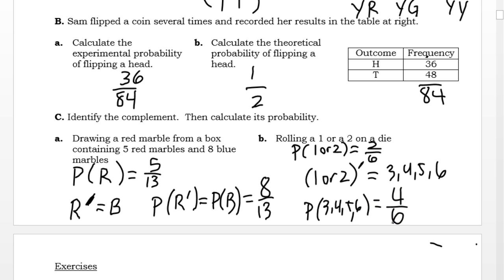Now you should notice that an event and its complement always add up to one whole. If I add 5/13 and 8/13, that's a whole. If I add 2/6 and 4/6, that's a whole. So the probability of an event and the probability of its complement will always add up to one whole. Okay, that is it for the notes. Good luck on the exercises, and please let me know if you have questions.